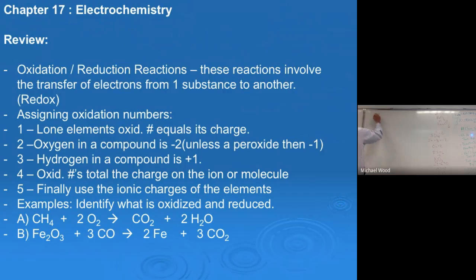Leo the lion goes grr. You guys may remember, may not. Loss of electrons is oxidation. Gaining electrons, reduction.